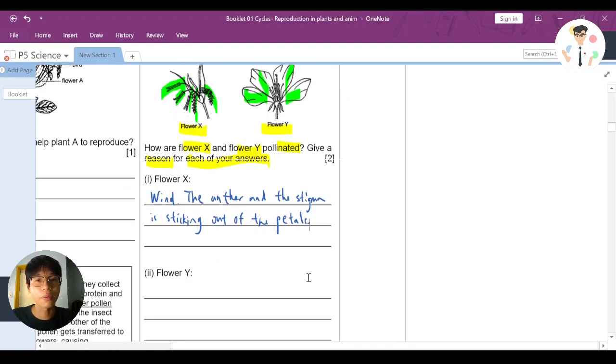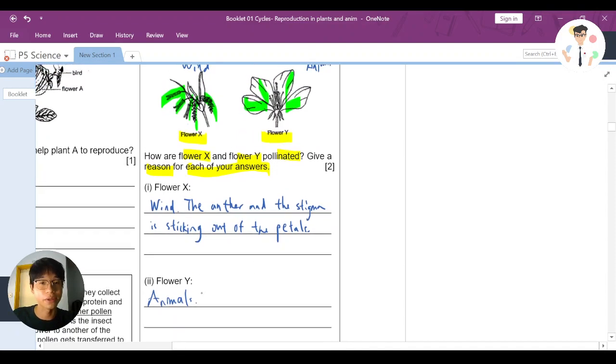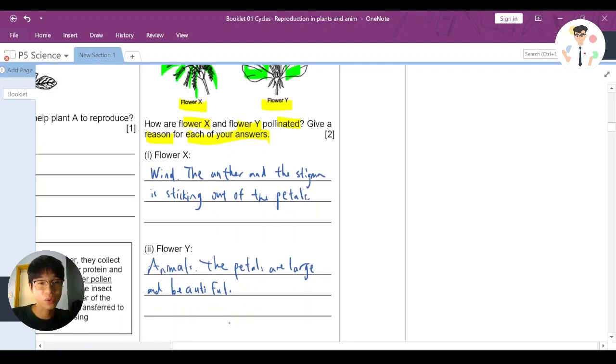Now flower Y. Flower Y is animal-pollinated. How? Because the petals are large and beautiful. But how does large and beautiful help in this? Because you attract the pollinators, right? Because it's large and beautiful. Okay. And that's all for this question.